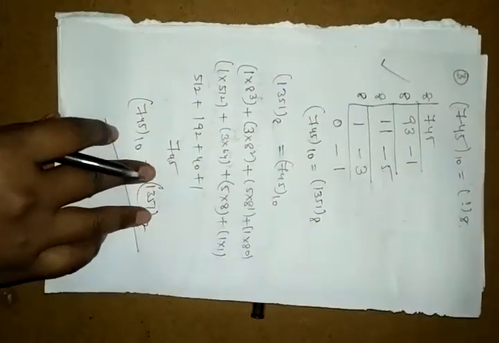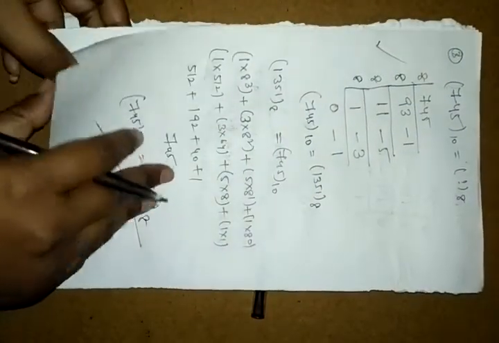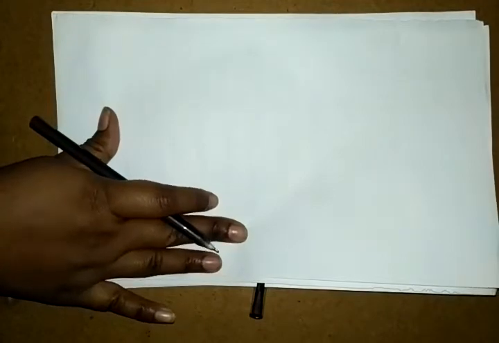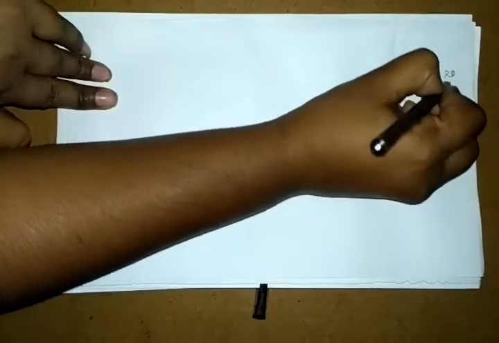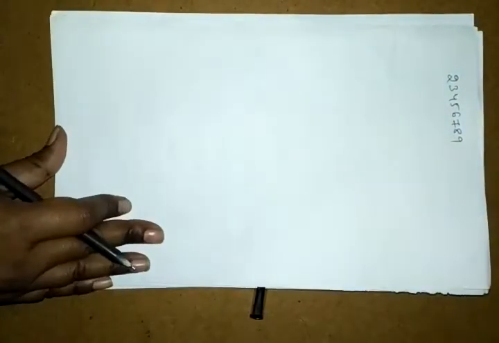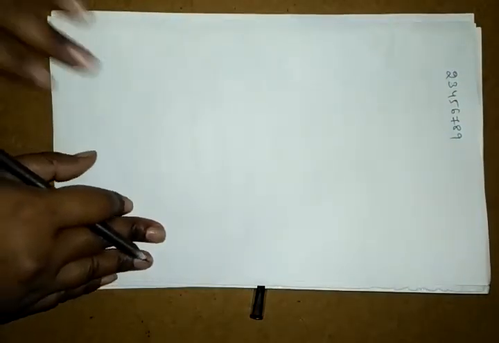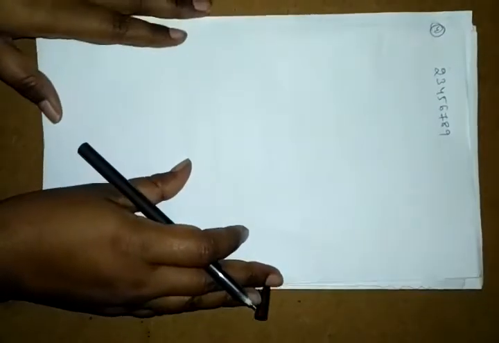Okay, so this is octal. Octal examples we are discussing, right? And next, go with another example. So here I'm taking a big example for this: 2 3 4 5 6 7 8 9. Okay, for this you have to do. So this is our, I think, fourth example.